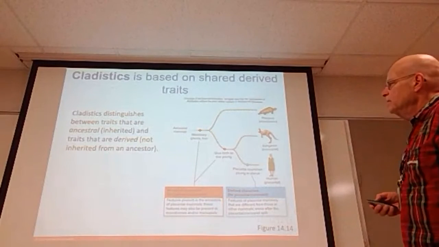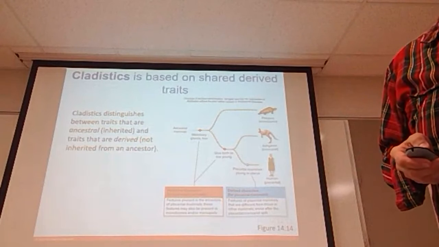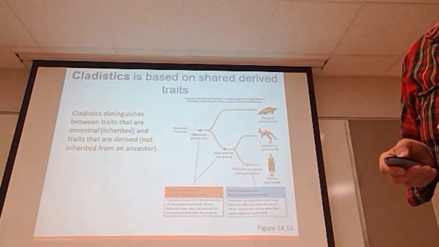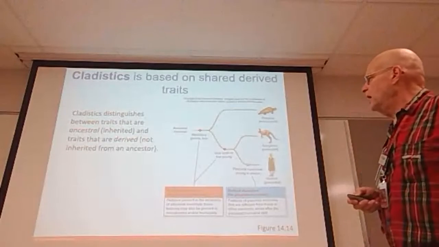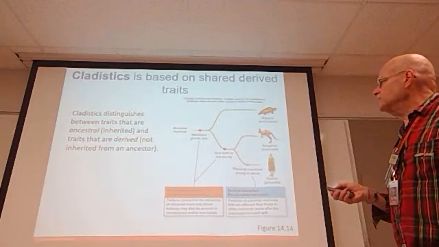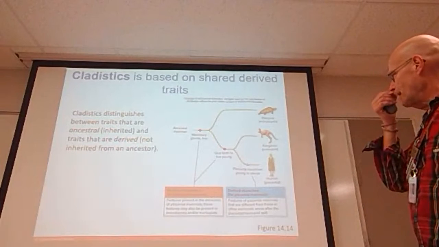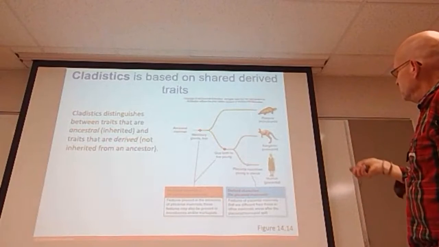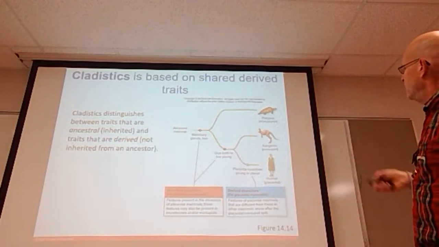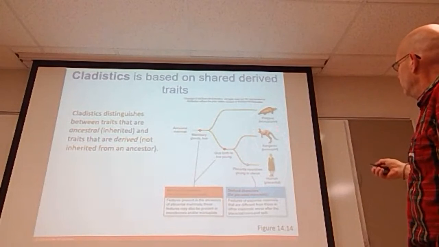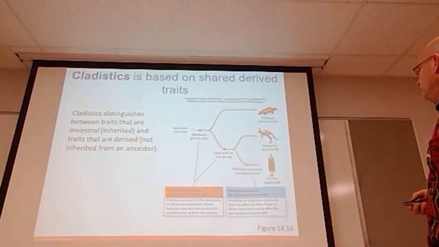Cladistics is a way to show relatedness among organisms. It shows inherited ancestral traits, and it also pinpoints those things that are derived, not from an ancestor. So if you look at this group right here, this is 3 groups of mammals. You have the platypus from Australia and New Zealand. You have the kangaroo from Australia, and then you have the placental human mammal from all over the place.